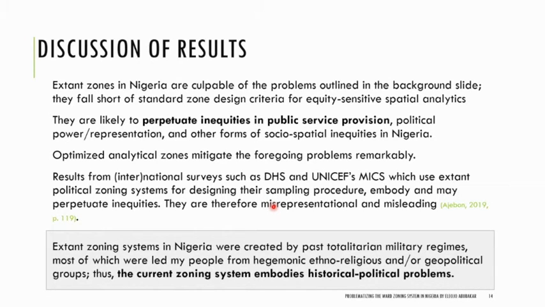So to mitigate this problem, I suggest optimized analytical wards. That means wards are created for the purpose of spatial analysis. That means we should not rely so much on the political wards, because in essence, political wards are for political purposes. And so using them for other purposes for which they are not meant perpetuates the problems in those wards.